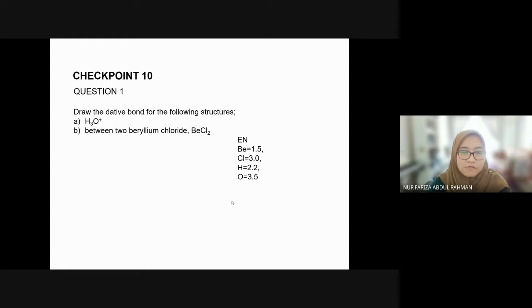Draw the dative bond for the following structures. Okay, we have A, H3O plus. H3O plus is actually, we can assume, the reaction between H2O and H plus. This one will form H3O plus. So we know that H2O, cuba draw H2O macam mana. So you akan dapat O, H2O macam ini. You ada dua lone pair dekat situ. Ada dua lone pair for H2O.